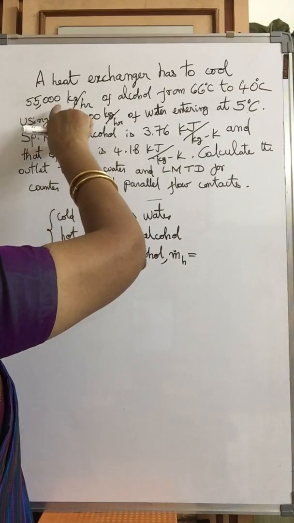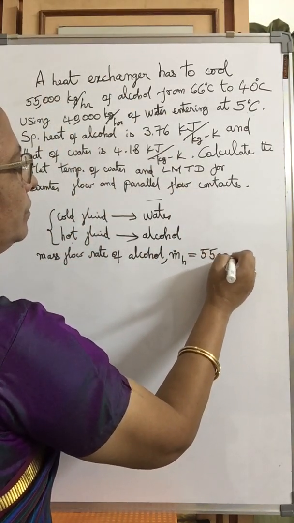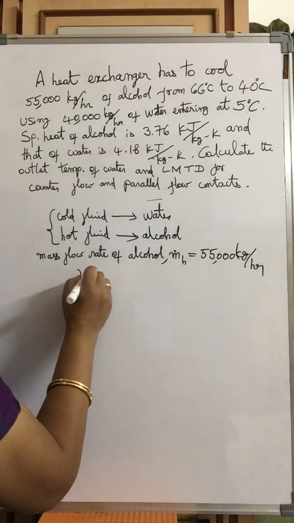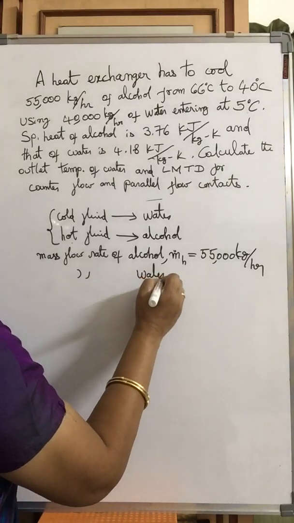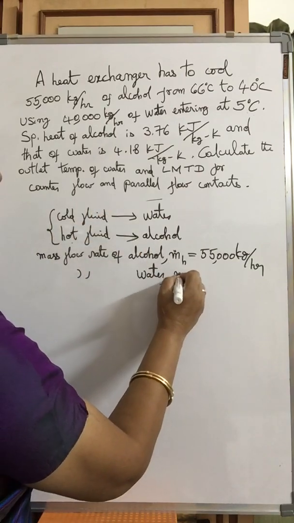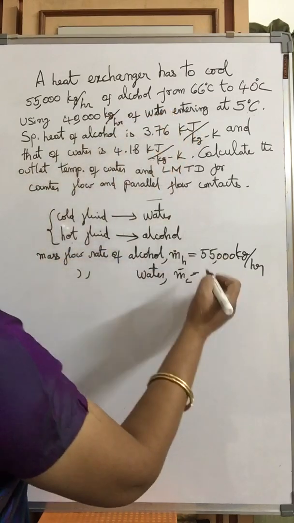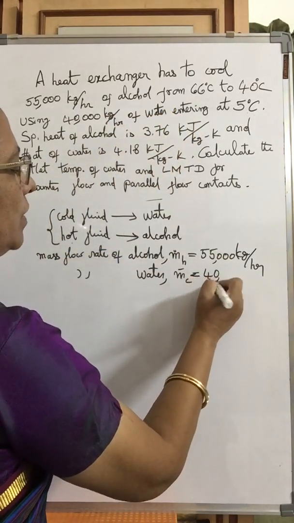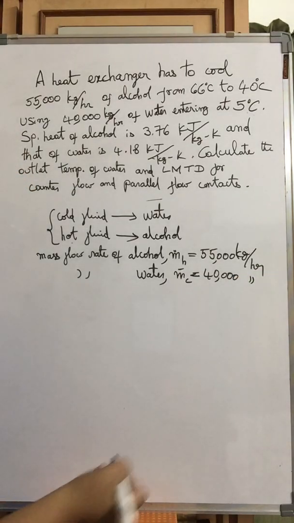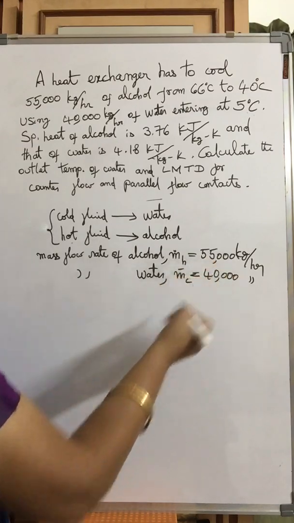So what is the mass flow rate of alcohol? 55,000 kg per hour. Next, the mass flow rate of water. Water is the cold fluid here. So m dot C, that is 40,000 kg per hour of water, same units, kg per hour. Like this we need to write the given data first along with the notation.